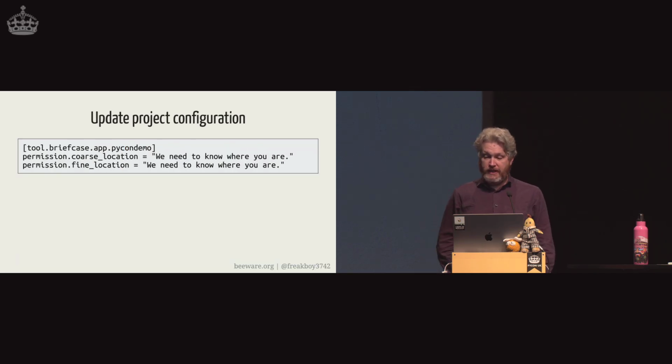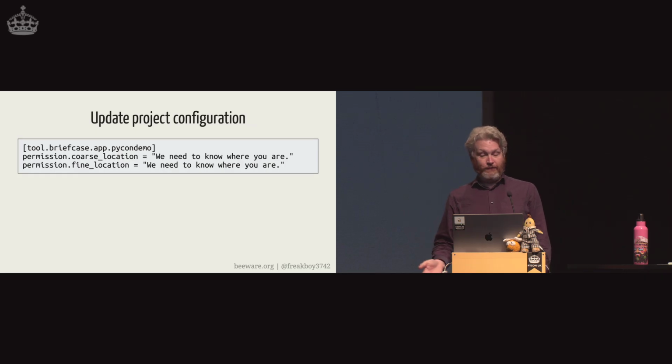There are 2 other changes we need to make, this time to the project configuration. We can't just ask for permissions, we need to declare that we might ask for permissions. Briefcase has a cross-platform representation for common permissions related to location services, camera access, microphone access, and a couple of others. But there's also a mechanism for adding platform-specific permissions if you need to. In this case, we're asking for permission to know both the coarse and fine-grained location. Not all platforms differentiate between the 2, but Briefcase will let you specify both and interpret those values as needed on the platforms it supports.